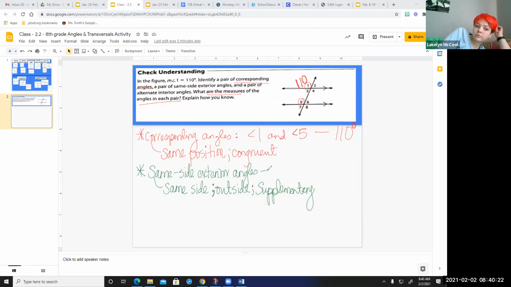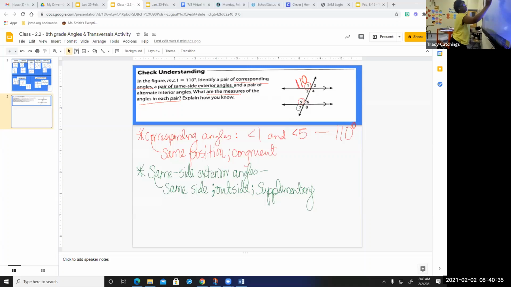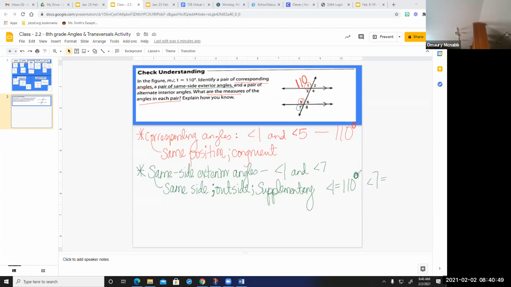Good job. So looking at that diagram, give us a pair of same side exterior angles. 1 and 7, 2 and 8. All right, what's the pair? So if angle 1 is equal to 110 degrees, angle 7 is equal to what? 70. Good job, because we said they are supplementary and add up to 180 degrees. Good job. All right, what else did they tell us to find?